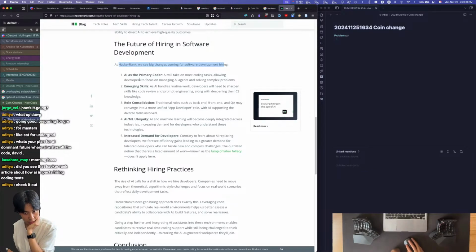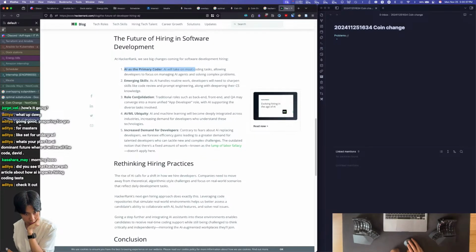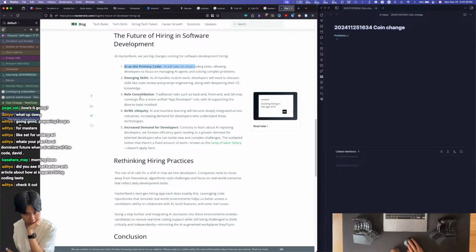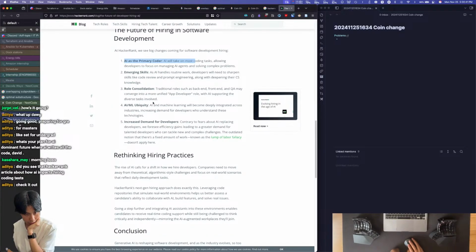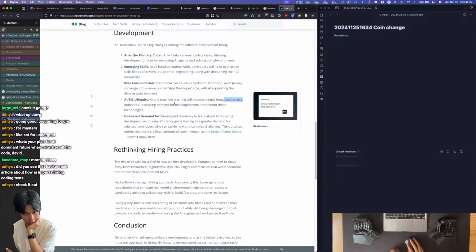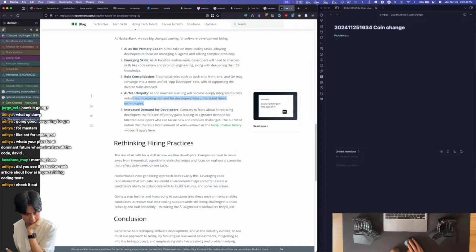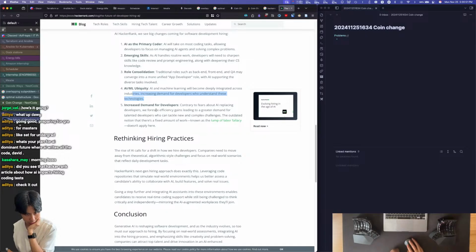Outcome: CPU changes, primary coder, managing skills, consolidation. Deeply integrated across industries, increasing demand for developers who understand these technologies. See efficiency gains leading to greater demand for top developers who can tackle new and complex challenges.